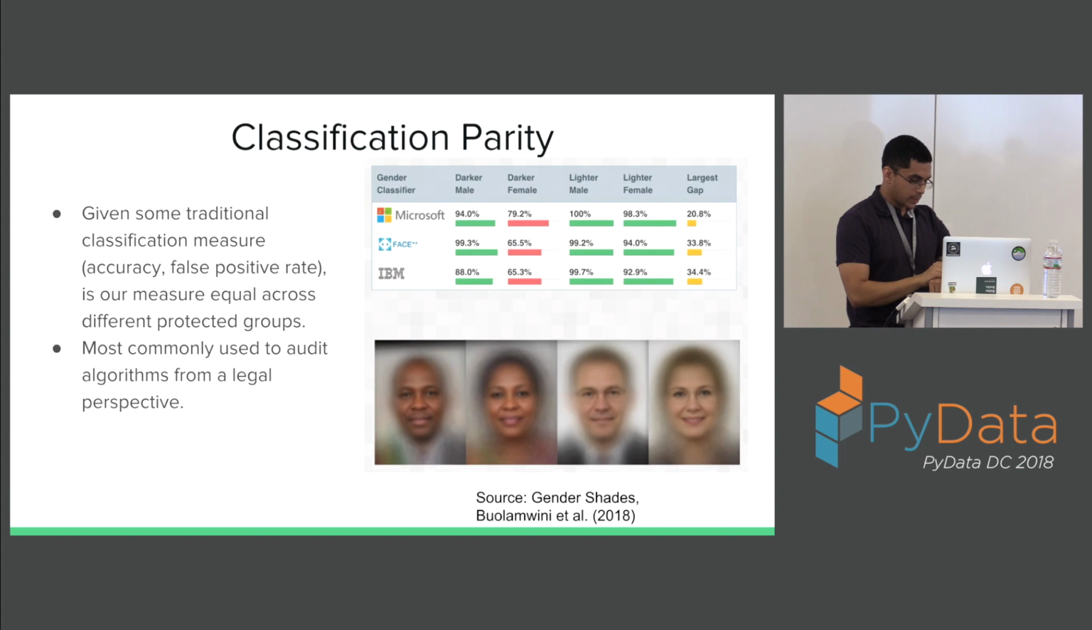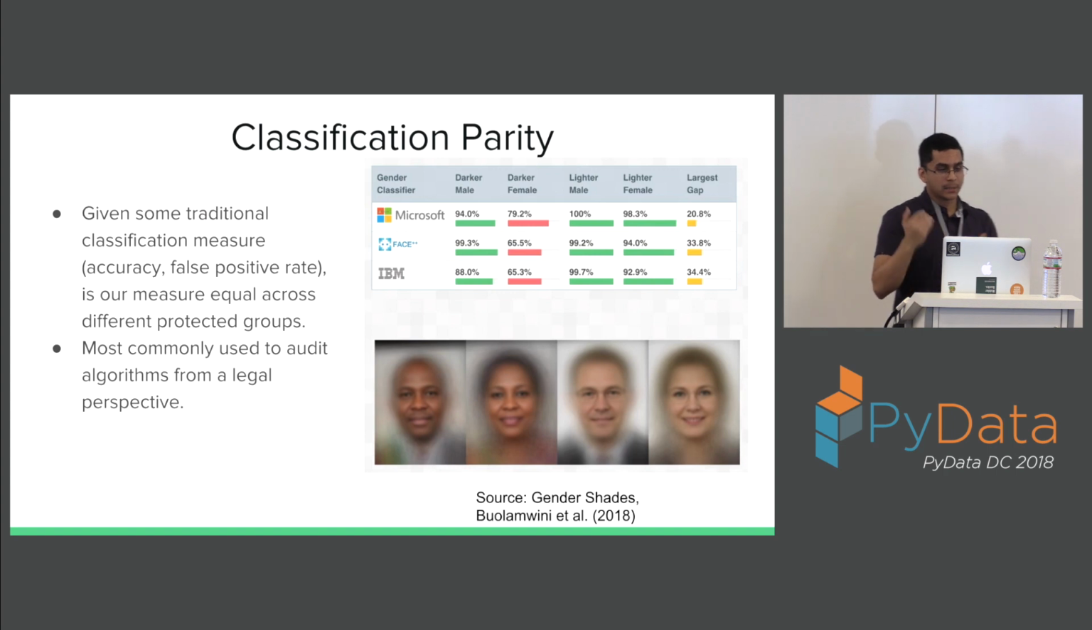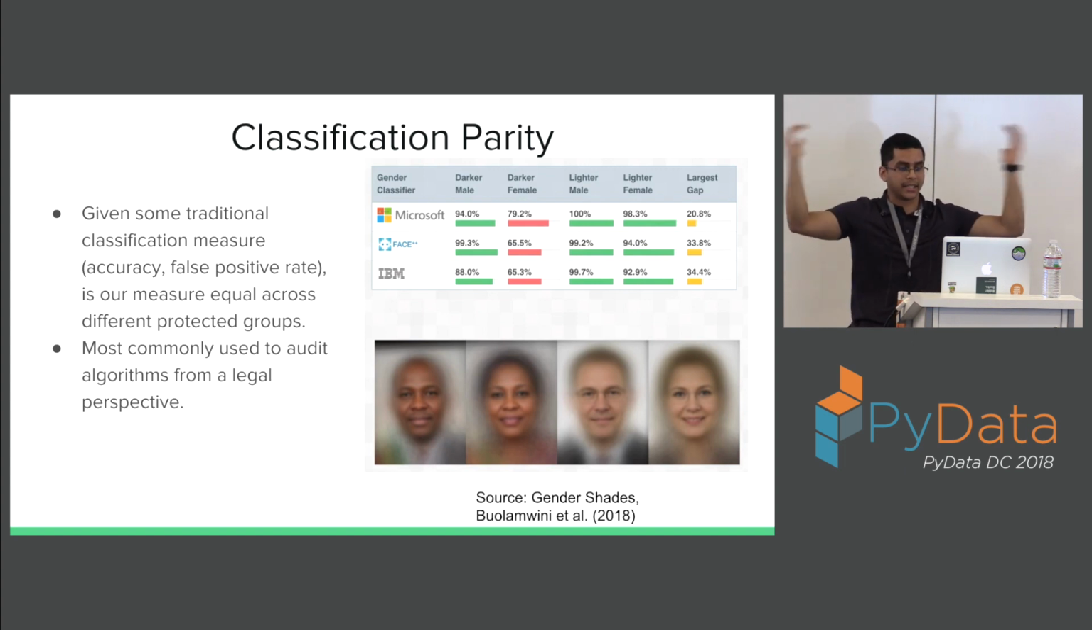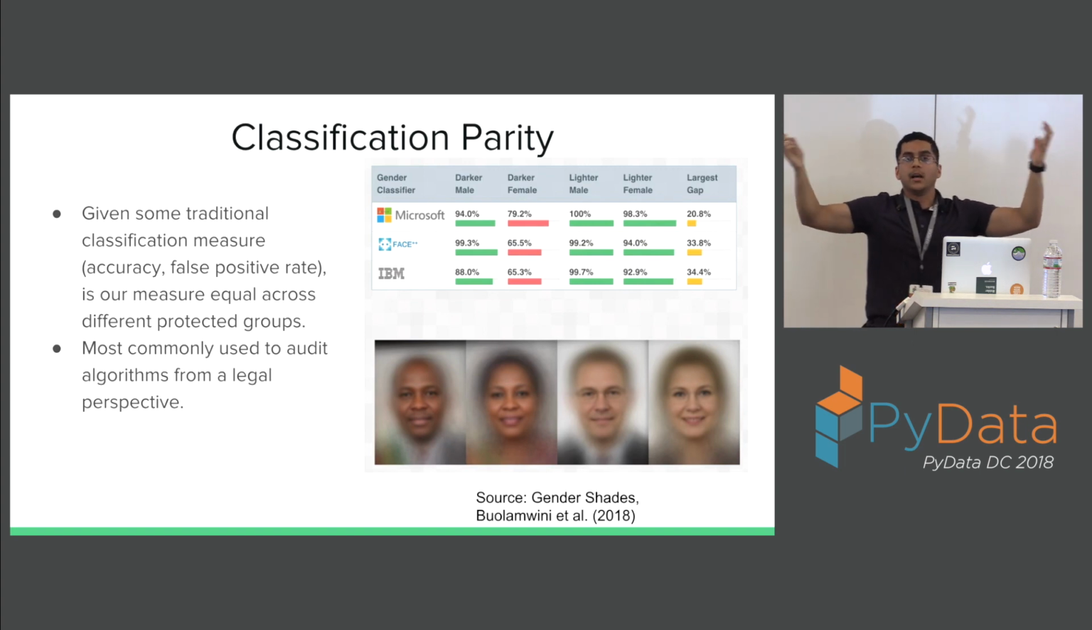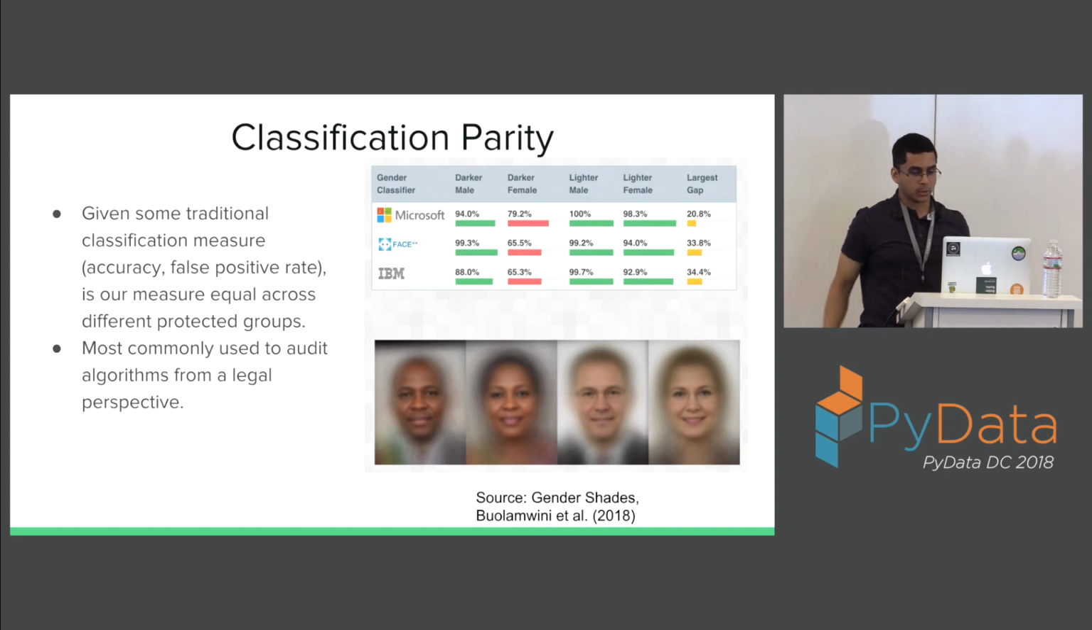So next is classification parity. Classification parity is basically the idea that we can't just ignore race and gender and other protected characteristics. We want to see that our models do well across traditional measures, like accuracy, false positive rate, and false negative rate. Is our measure the same across these different protected groups?